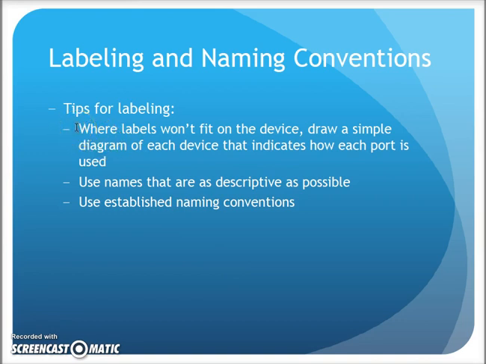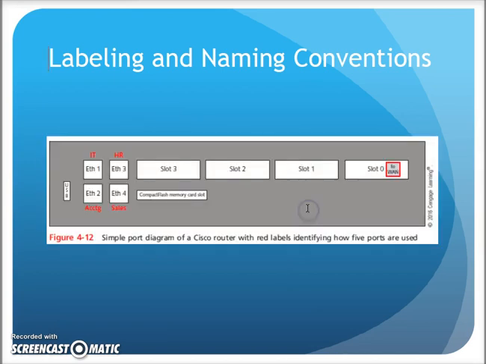If you can't fit everything on the label, maybe make a diagram. Use names or labels that are descriptive, or some kind of naming convention that everybody understands. And that's what they're showing here with a little diagram. If it doesn't all fit, you can start labeling on a diagram what all of these are and what they go to.